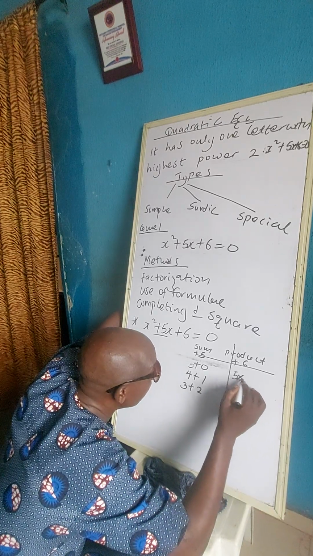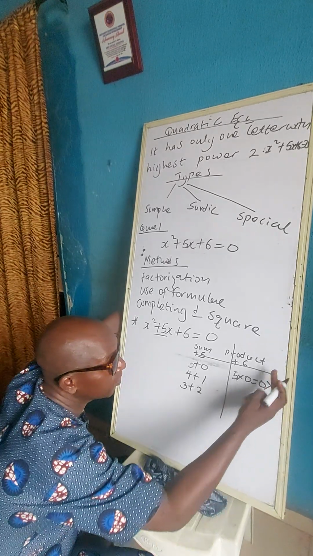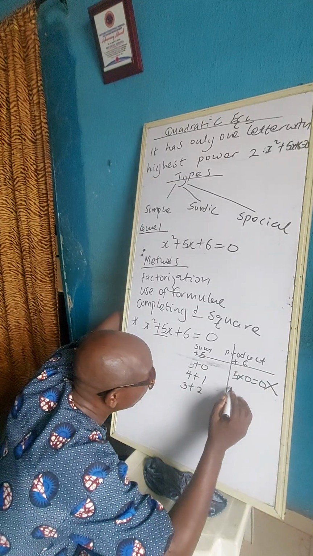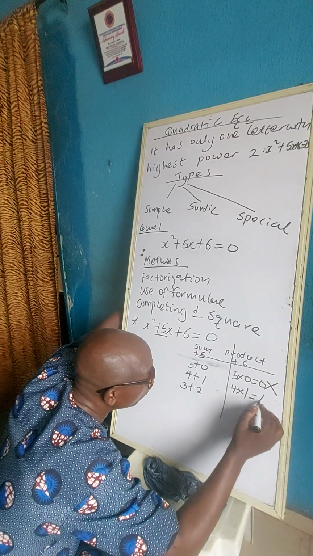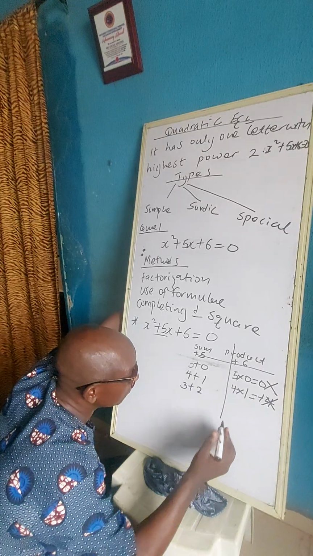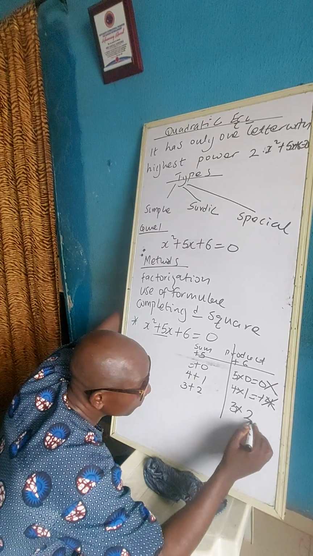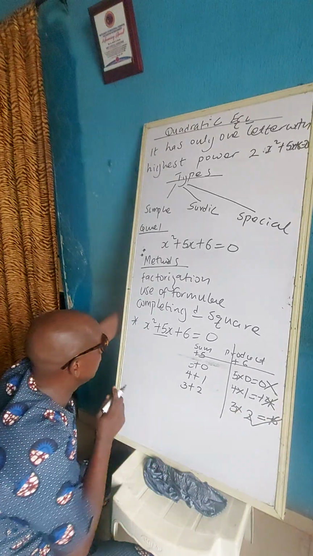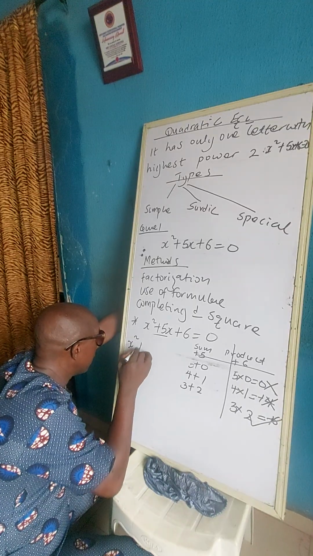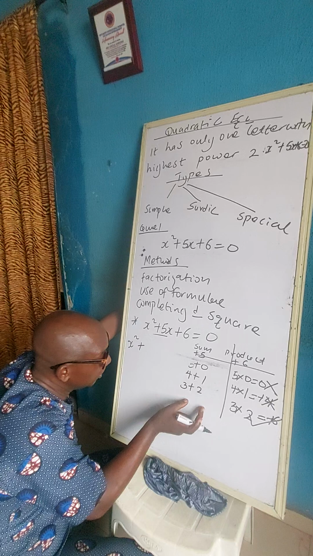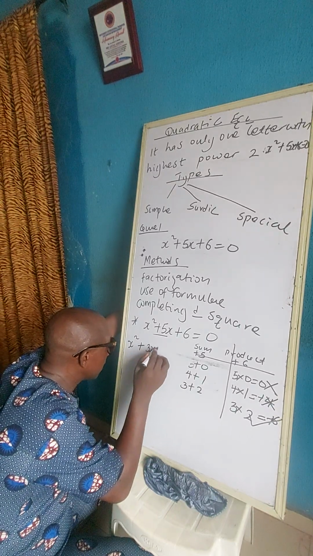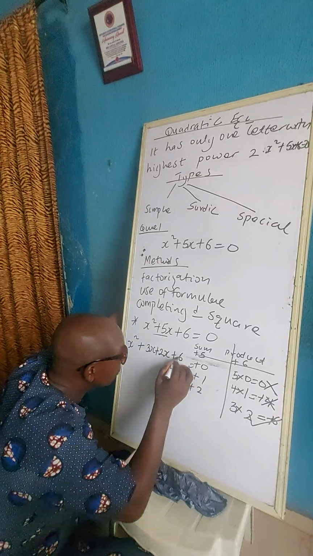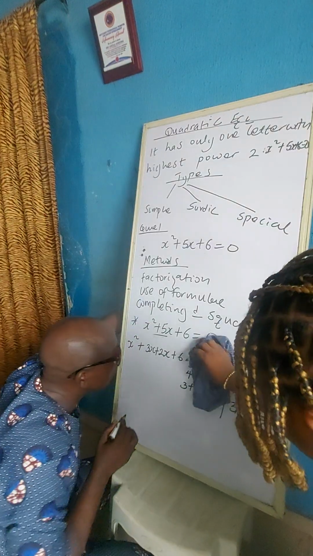5 times 0 equal to 0. You can't use it because it does not give us plus 6. This one gives us plus 5, but this one does not give us plus 6. The second one, 4 plus 1, 4 times 1 equal to plus 4. It does not give us plus 6. 3 times 2 equal to plus 6. We are going to use 3 and 2. That means x squared plus this 5x now becomes 3x plus 2x. You have split it into 2, plus 6 equal to 0.